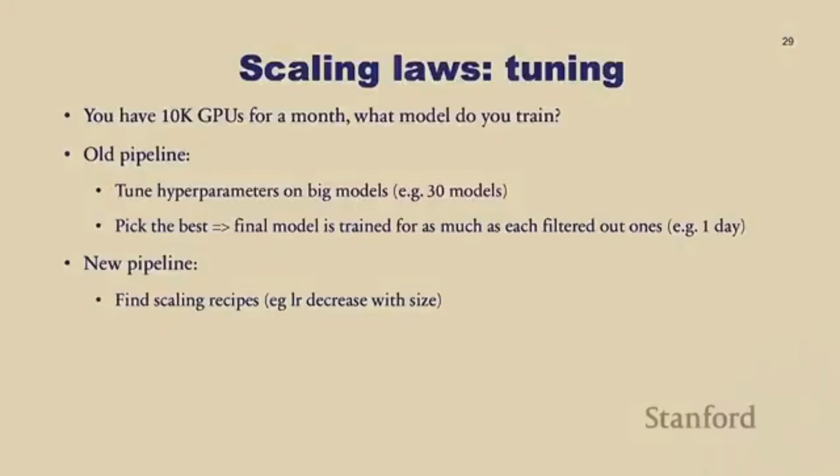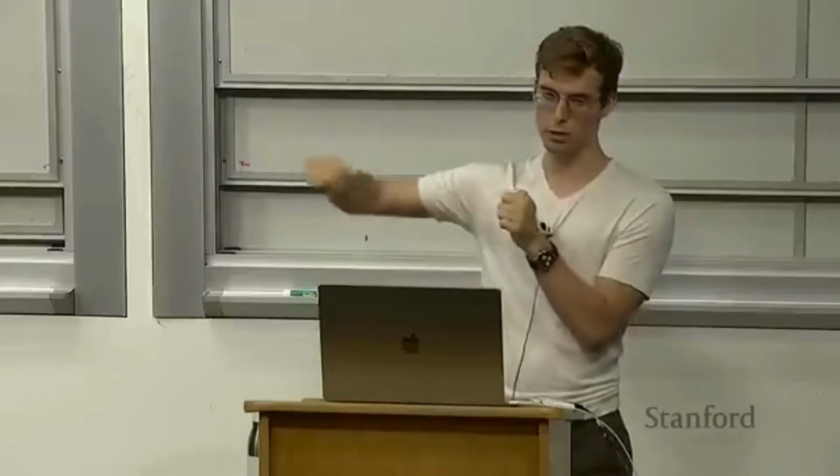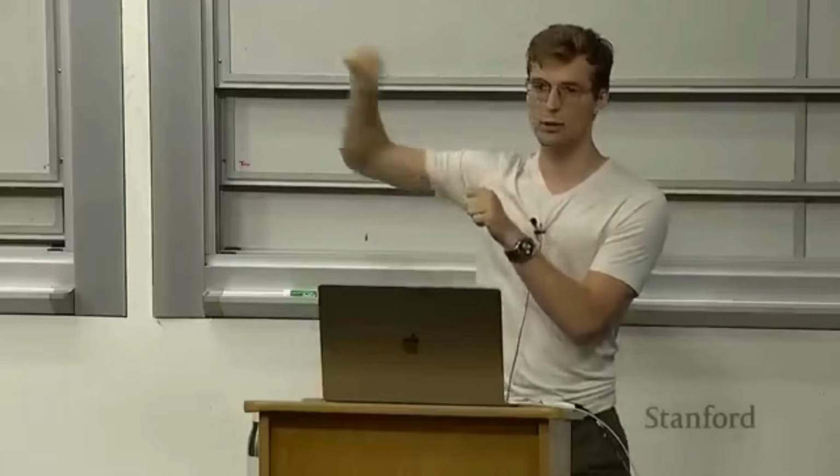The new pipeline is that you first find a scaling recipe. So you find something that tells you, for example, one common thing is that if you increase the size of your model, you should decrease your learning rate. So you find a scaling recipe such that you know if I increase the size of my model, here's what I should do with some hyperparameters.